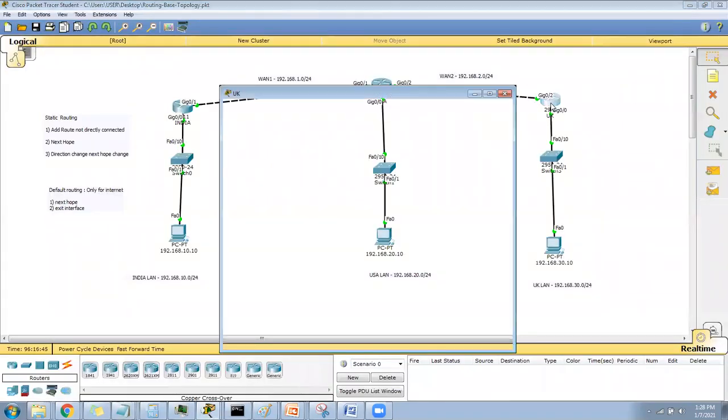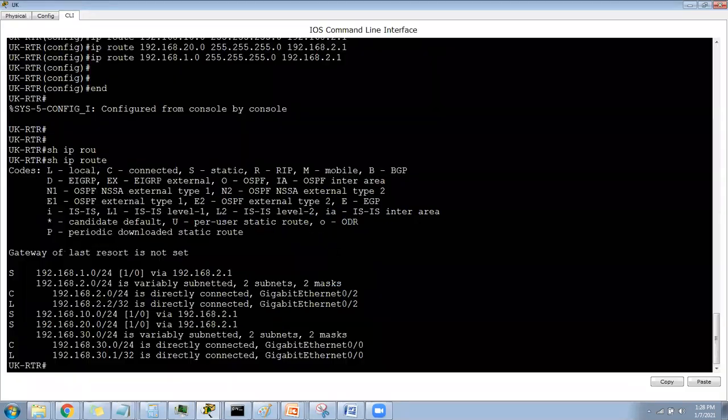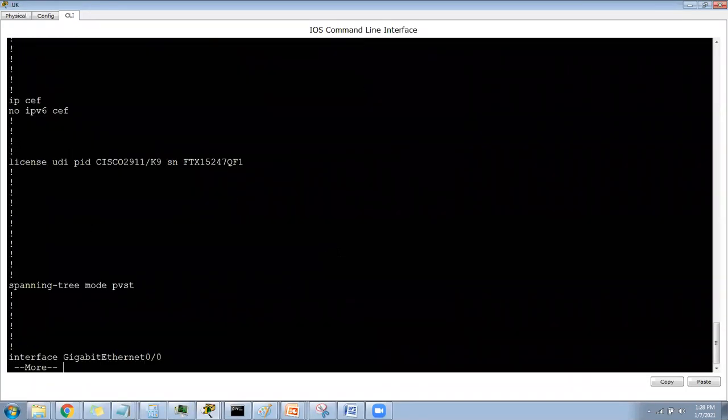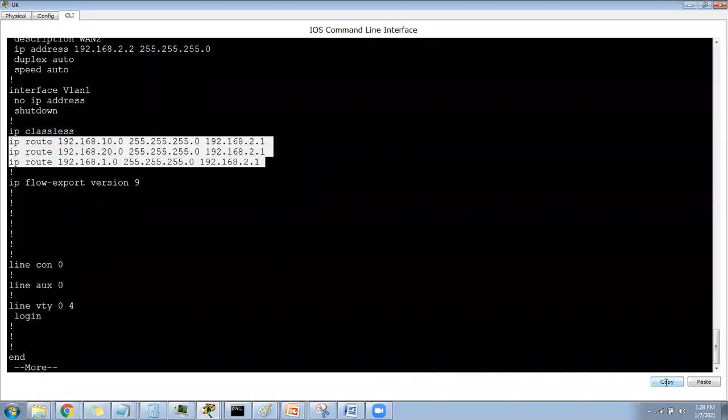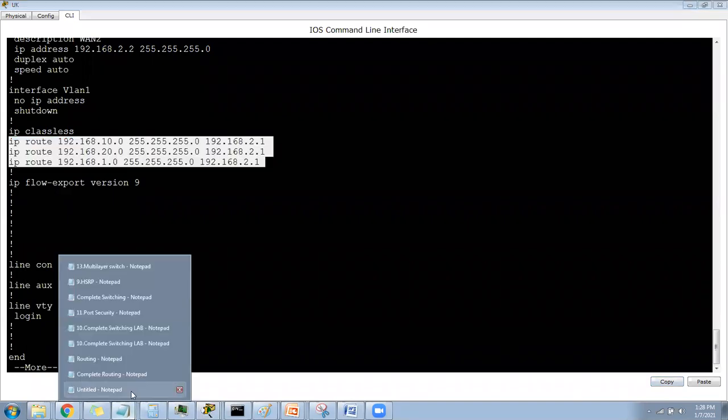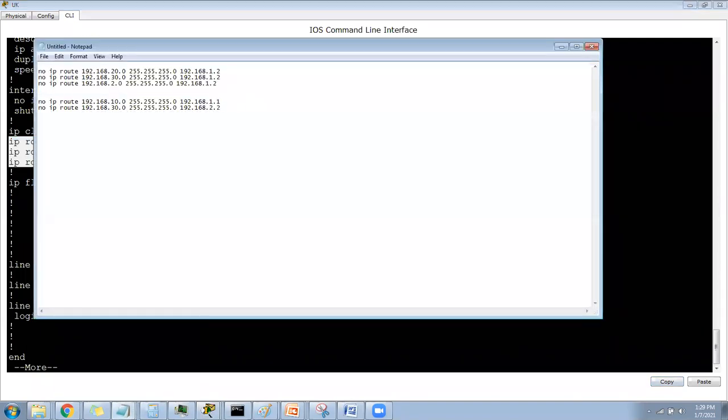Now go here, show run. So three routes are here. Just copy them, then go here to the notepad. See it? I'm actually saving my time.